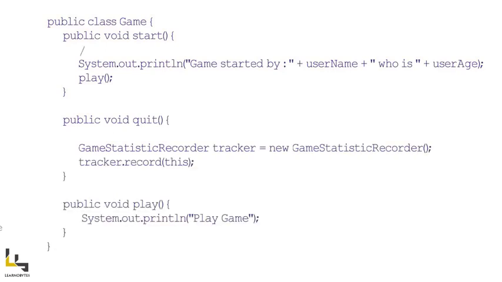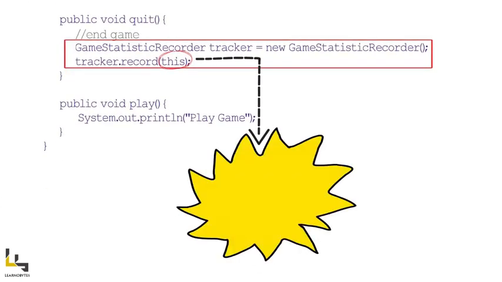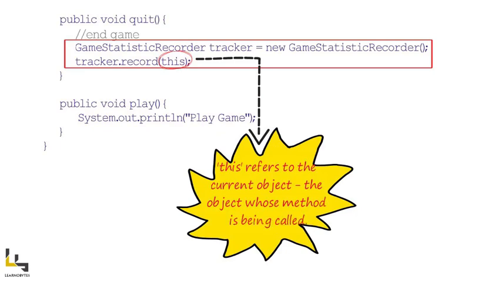Now, we need to add logic in the quit method to call the record method of the GameStatisticRecorder. Rest of the classes do not change. If you observe, we are passing this as an argument to the record method. This refers to the current object, the object whose method is being called.